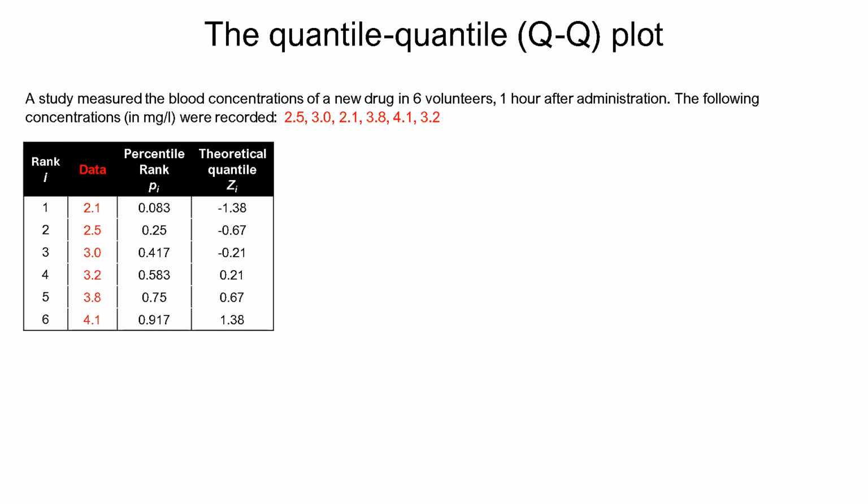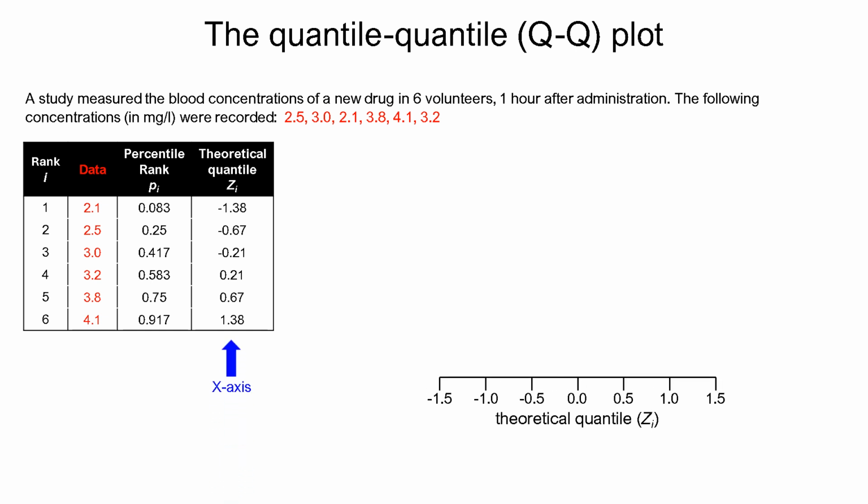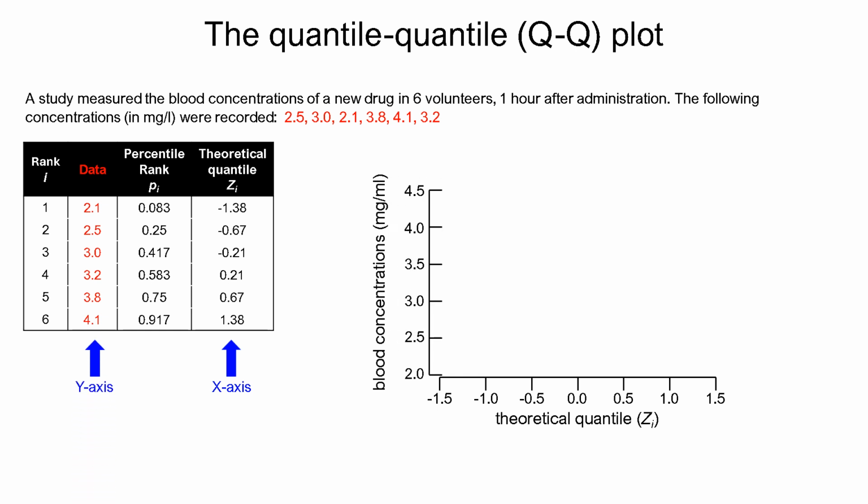Now construct a graph with the theoretical quantiles on the x-axis and the original data on the y-axis. This is the QQ plot. If the data are normally distributed, the relationship between the data and the theoretical quantiles will closely follow a straight line. Deviations from a straight line suggest skewness or non-normality in the distribution.